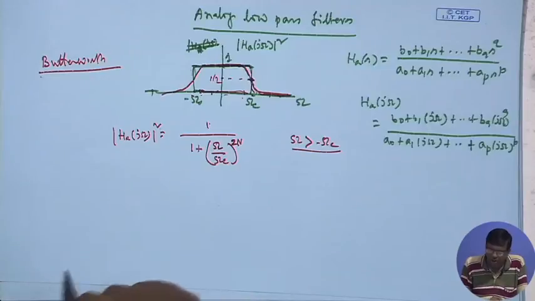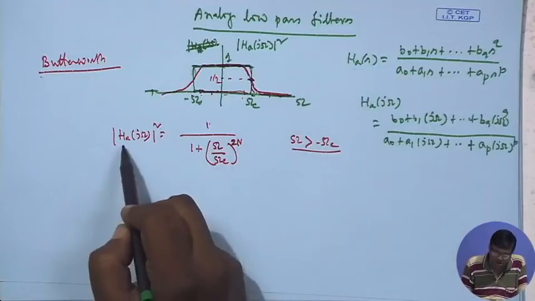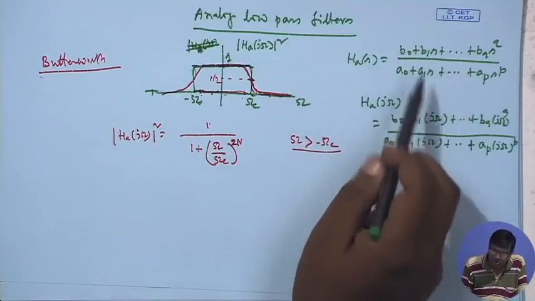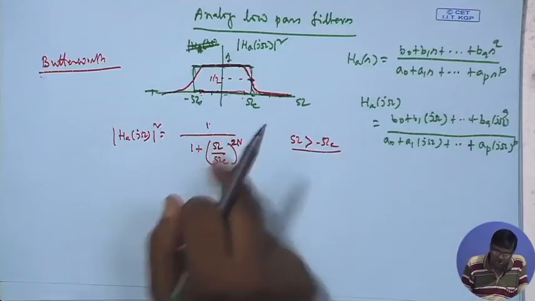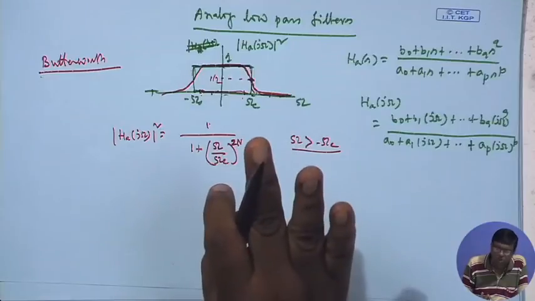Now, how to realize it? We must make sure that the corresponding H(s), from which this H(j omega) has been obtained by replacing s by j omega, is not only rational, it is causal and stable also. And then its frequency response will be this, which approximates this very well, and it serves my purpose. All right.